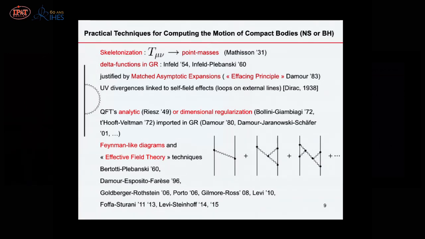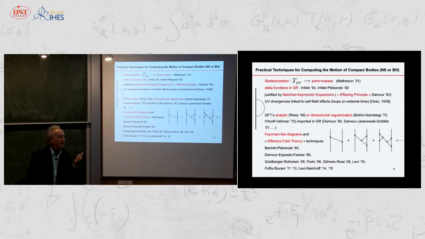But technically, you need to do calculations at high order of perturbation theory, and then you realize that the general conceptual method of matched asymptotic expansion, although it gives the answer, is complicated to use. So you do a formal trick which consists in replacing the extended objects you talk about, neutron stars or black holes, by point masses.